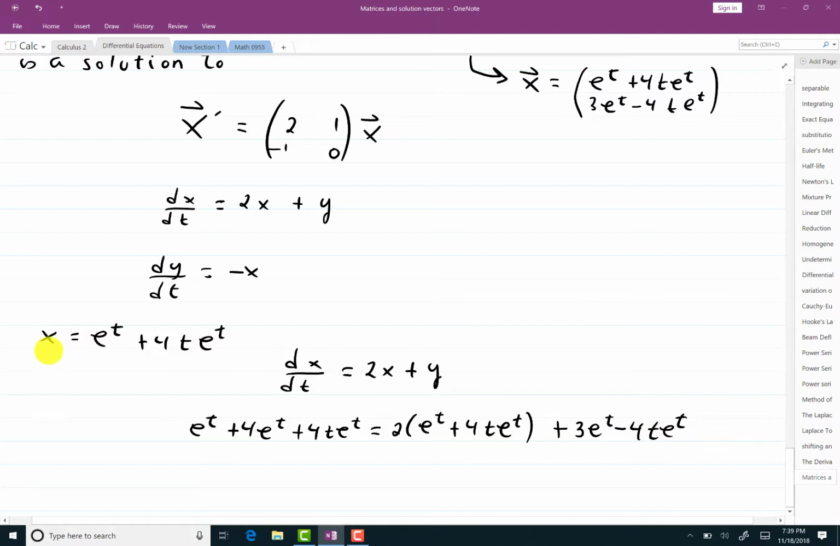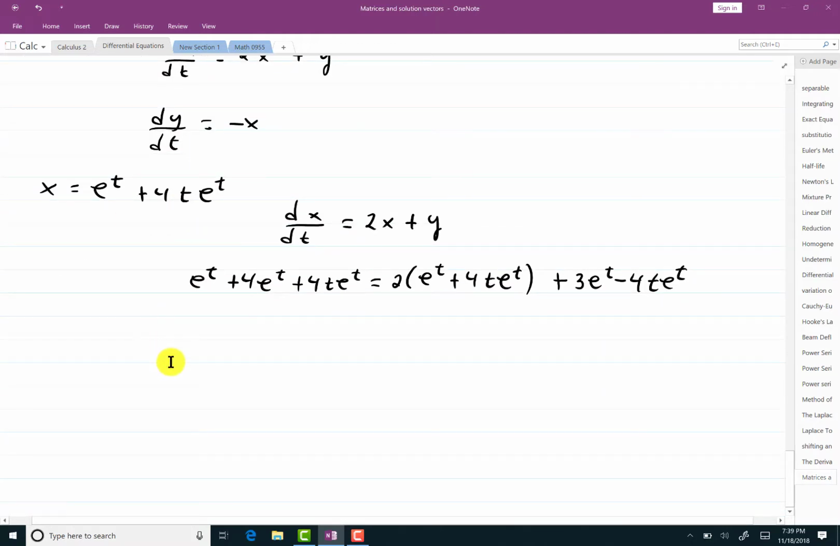Now let's simplify both sides and just make sure they're equal. So I'll get, here it looks like a 5e to the t, 5e to the t, plus 4t e to the t. That equals, let's see what all we have over here.